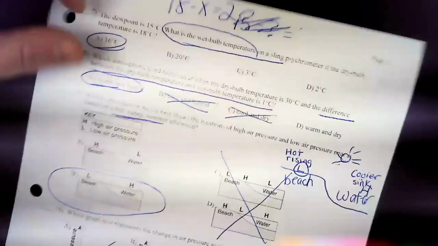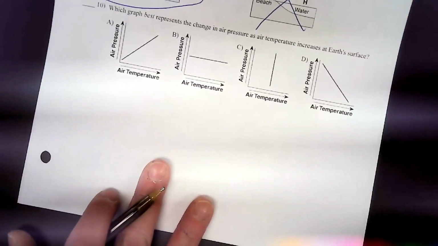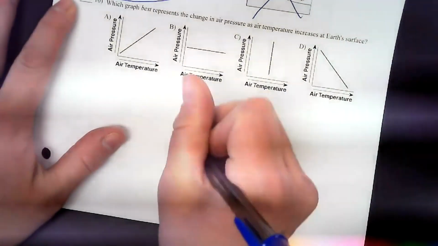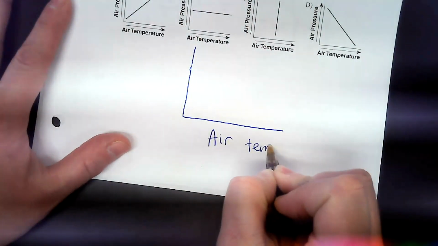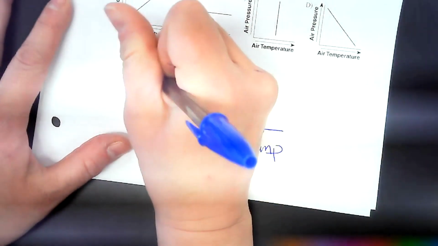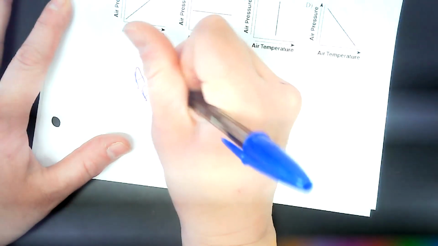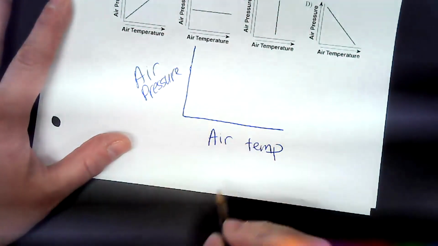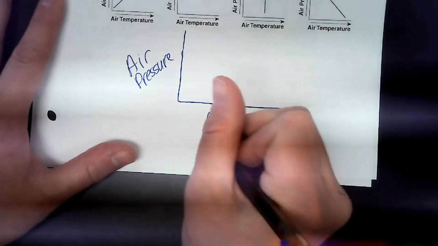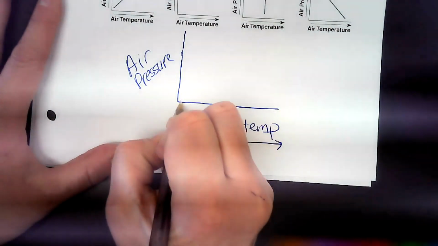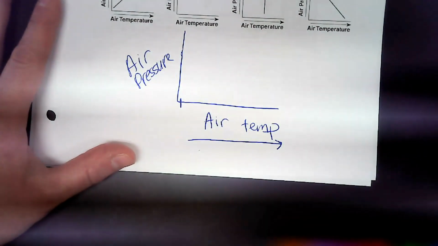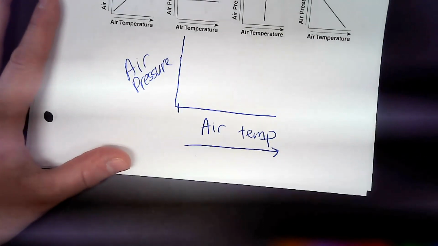Then this next question, you guys are not huge fans of graphs. So I'm going to ask you to make one. Everybody don't even look at the answers. We're going to just recreate this. Air temp, air pressure. Now they just put an arrow here. They have no numbers. So when an arrow is going over this way, what kind of temperature is over here at the left?